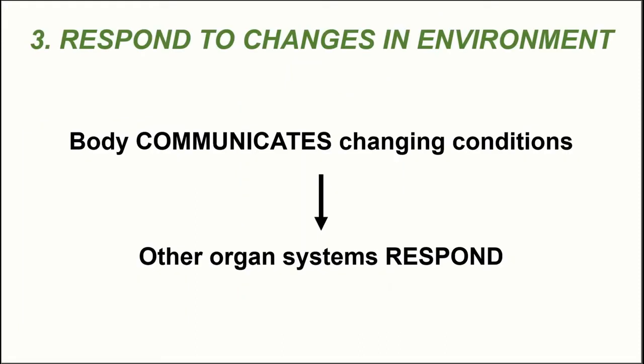We also have to be able to respond to changes in our environment. And responsiveness is the ability to sense changes or stimuli in the environment and then respond to them accordingly. So the body uses 2 organ systems in order to communicate these changing conditions, and these 2 organ systems then coordinate the activities of all of the other organ systems in the body so that those other organ systems can respond accordingly to those stimuli or those changes in the environment. So let's look at those 2 organ systems now.